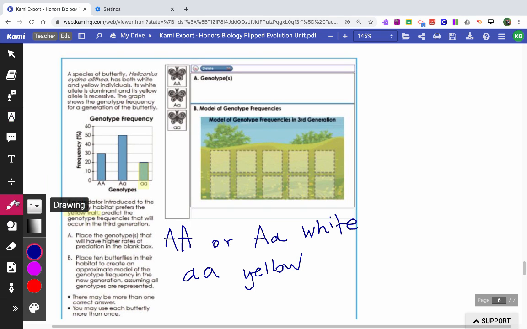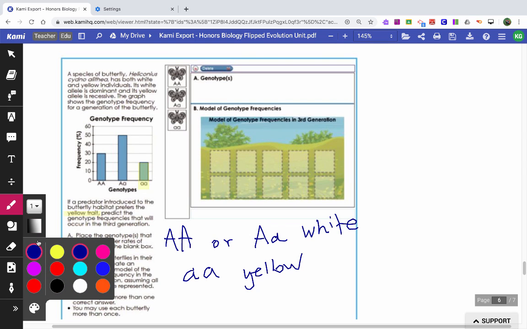Again, I don't want to spend too much time on this particular problem. Just a good intro. Okay, so what we would predict, it wants you to place the genotypes that will have a higher rate of predation in the blank box. So these are our genotypes here. And it says right here, so this is an easy part, it says they prefer the yellow. So we already did that. Before we even approached a problem, we kind of took some notes on it. So that's a good strategy.